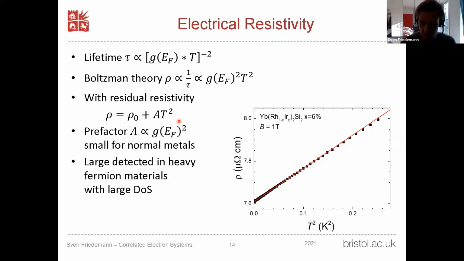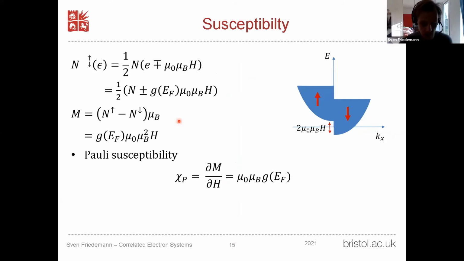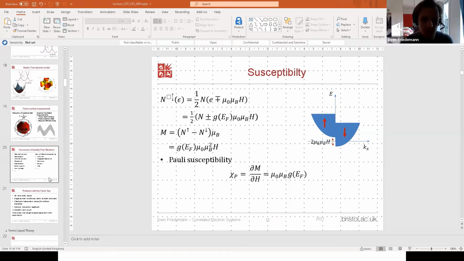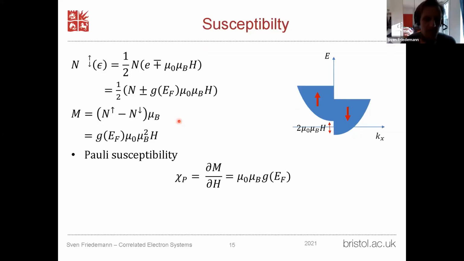Okay, so that's T squared resistivity, which is another property of Sommerfeld theory, and it will survive in Fermi liquid theory. Okay. Now let's have a look at some magnetic properties, namely the Pauli susceptibility. There's a few more slides after that, but this way we come essentially already to the end of what we compute in the free electron theory.